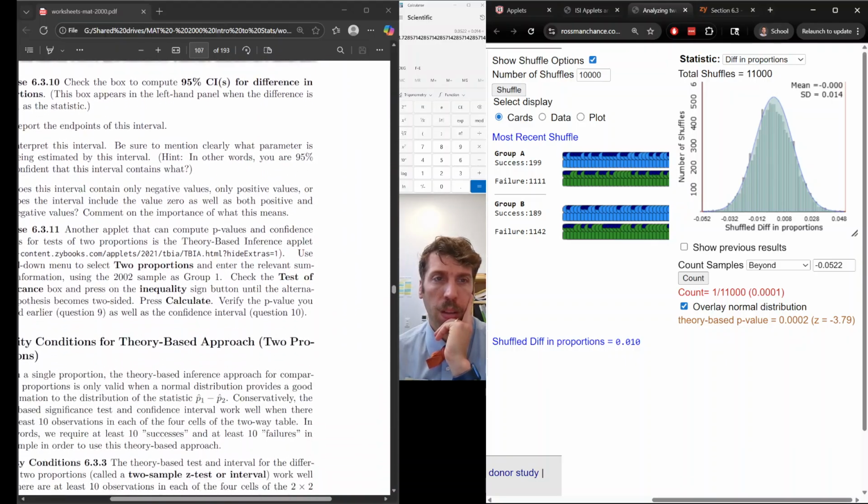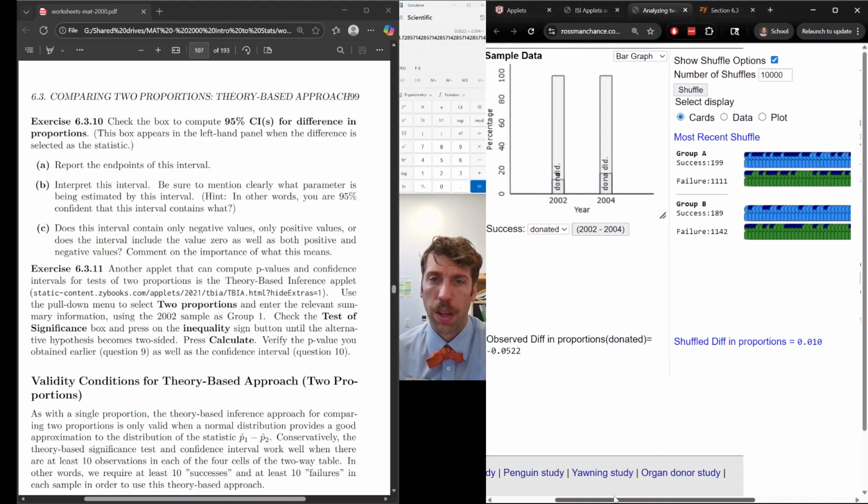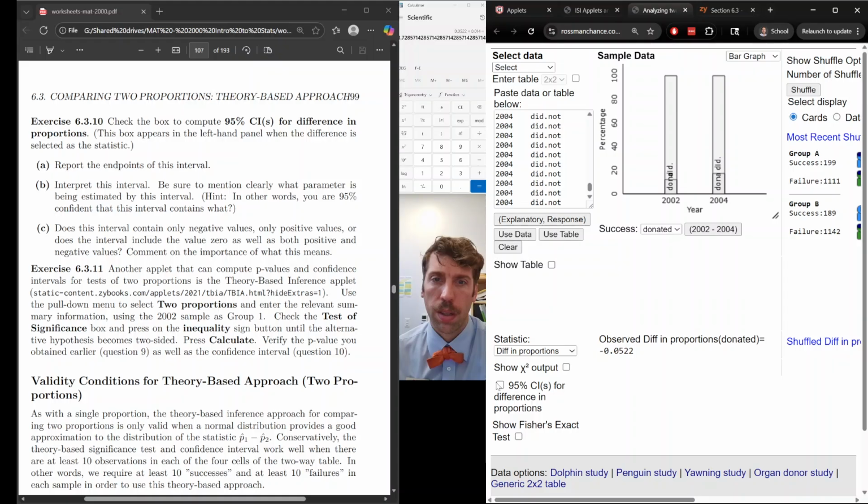Okay, so then check the box to compute the 95% confidence interval. Okay. I forgot where that is. Is that over here? Yeah. So check the box to compute the confidence interval. Okay. Report the endpoints of this interval. So I'll give these two numbers right there, and then interpret this interval.